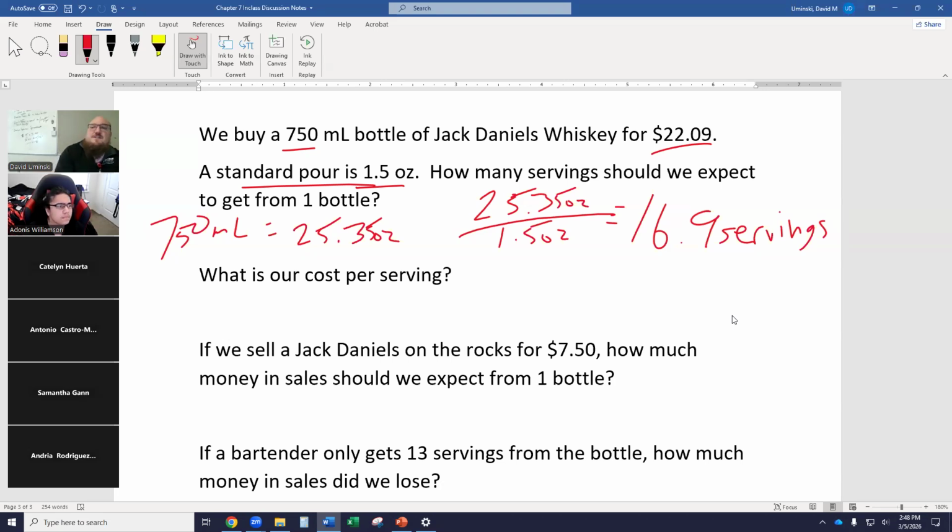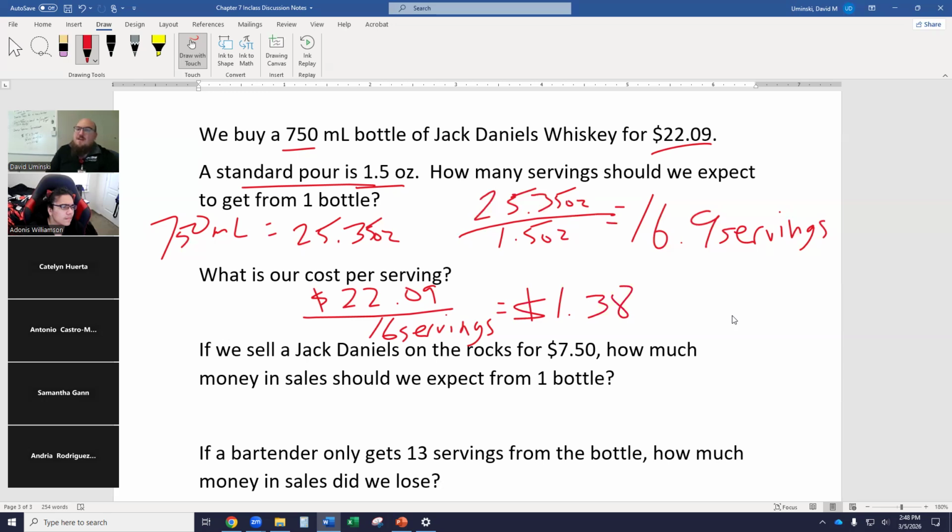So our cost per serving, if we do $22.09, that's how much it cost us. And let's go with 16 servings. 22.09 divided by 16 is $1.38. Okay, so it costs me $1.38 for every 1.5 ounce pour of Jack Daniel's.